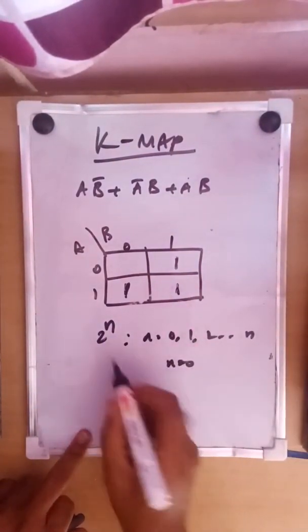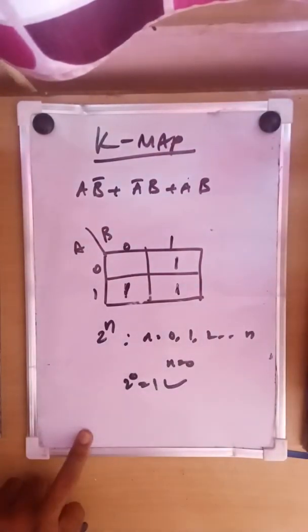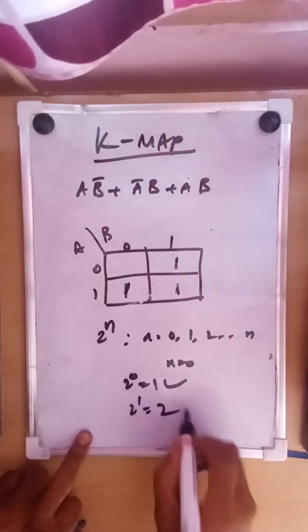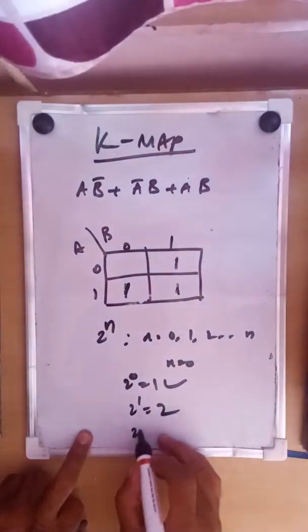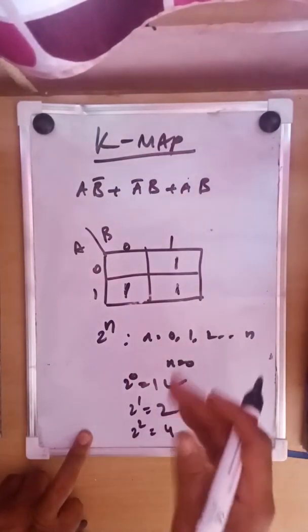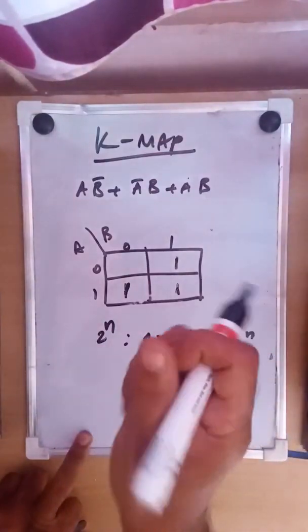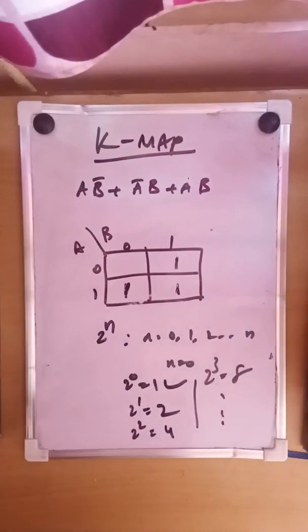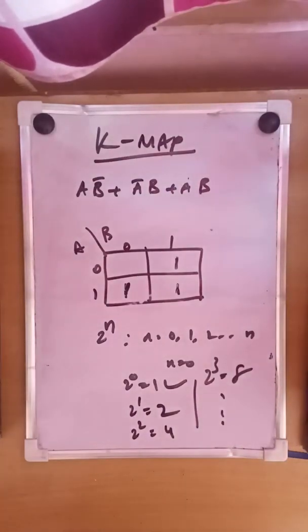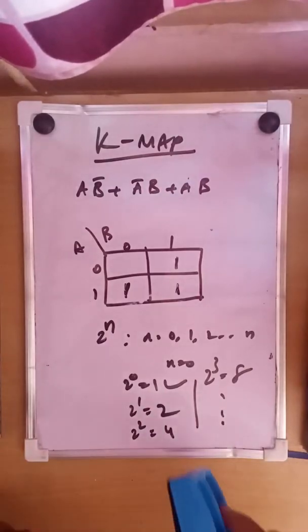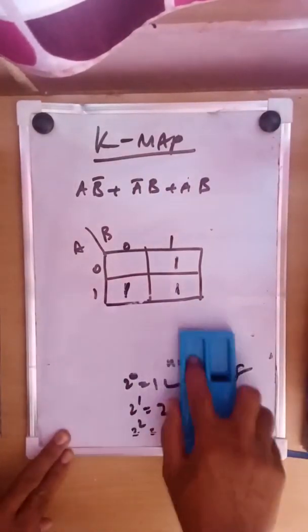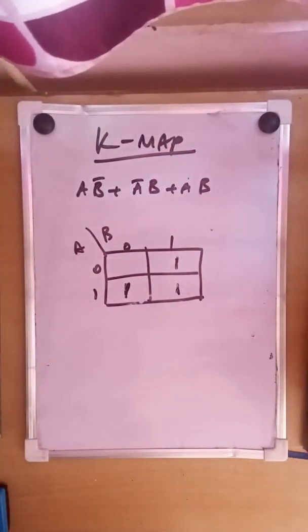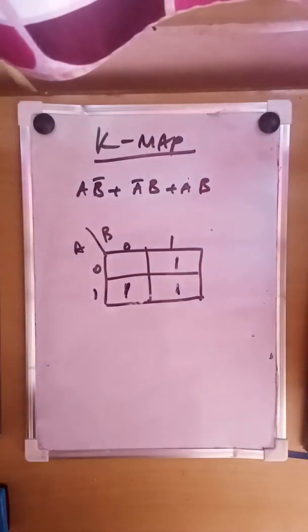Suppose n is equal to 0, that means 2 power 0 is 1. That means a single one can be individually encircled. Next, n is equal to 1 means 2 power 1 is equal to 2, that means two ones can be merged. Same, n is equal to 2, 2 power 2 is 4, then four ones can be merged. Next, n is equal to 3, that means 8, and so on. So the restriction on merging or encircling ones is based on this 2 power n concept. Our aim is to merge more ones so that a minimum number of terms results.